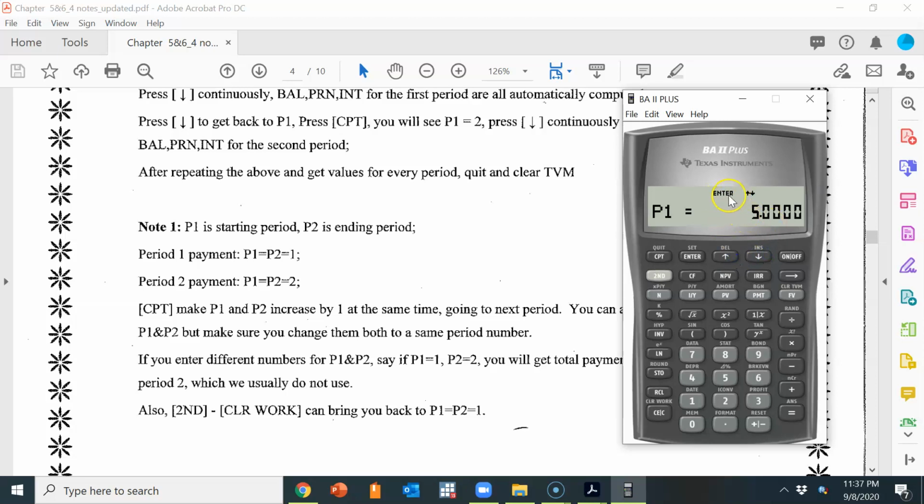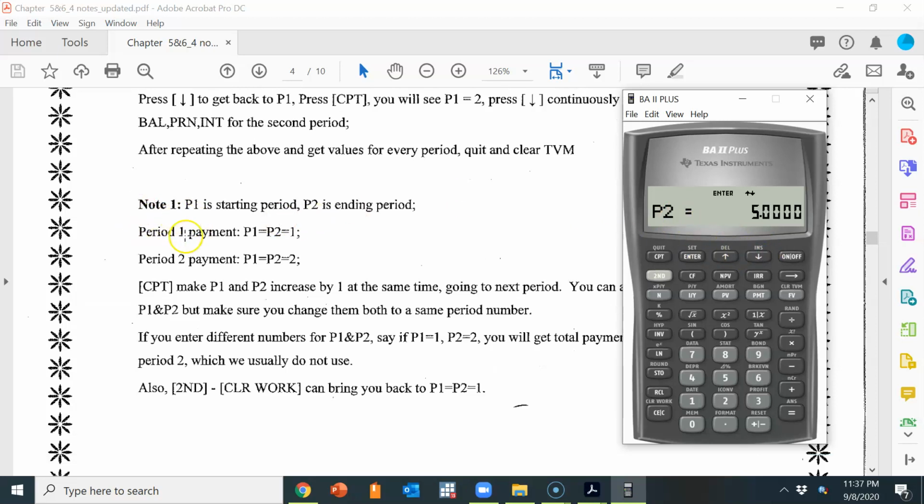Okay, but we can also enter the actual number. As you can see on the screen here, there is an enter sign here telling you that you can actually enter the P1, P2 values. Again, P1, as we can see on the notes here, is starting period, P2 is ending period. So if we want year 1 or period 1 payment, we set P1 equals P2, P2 equals 1. If we want period 2 or year 2 payment, we set P1 equals P2 equals 2. By pressing compute, it can make P1, P2 increase by 1 at the same time, going to the next period.